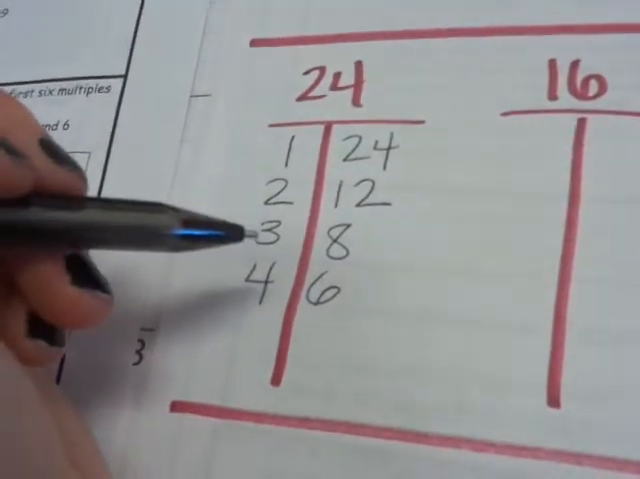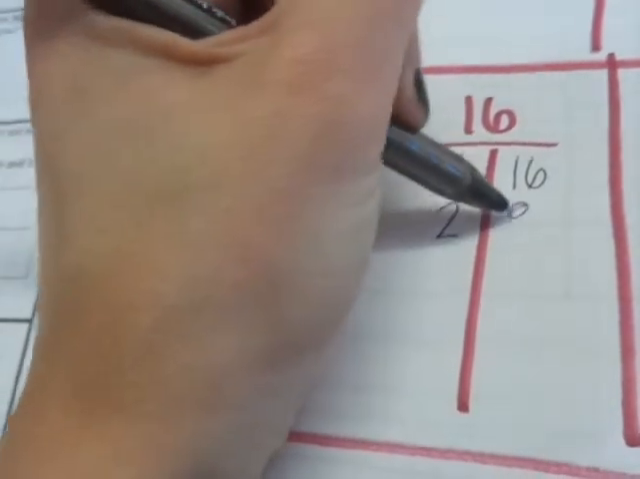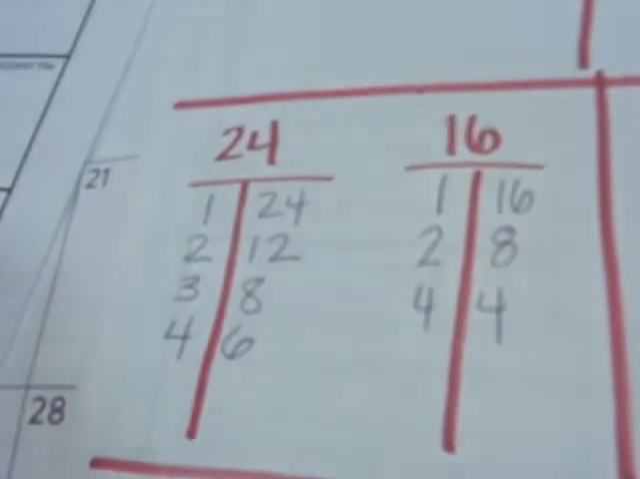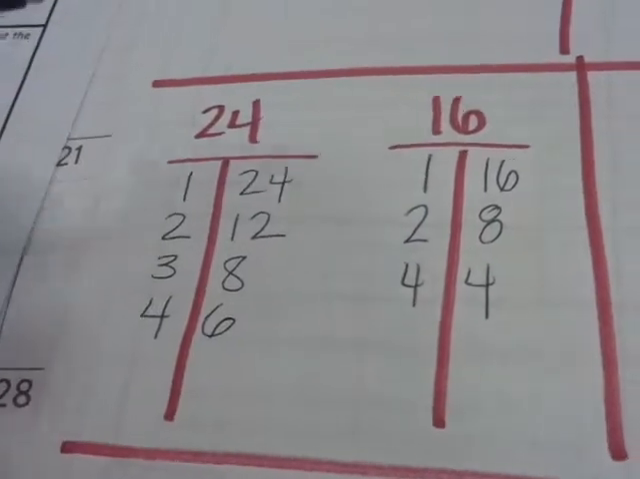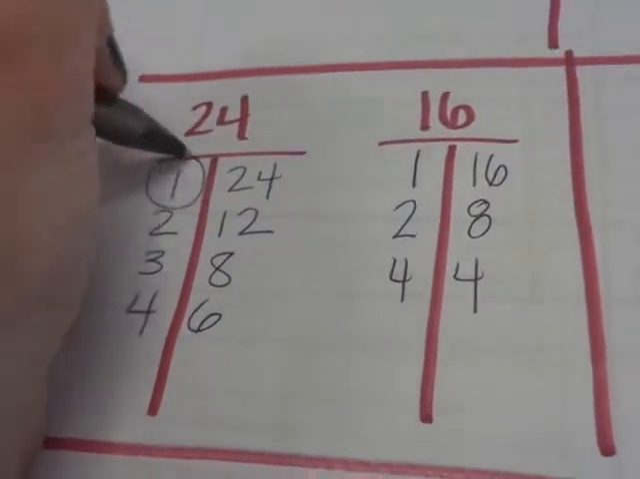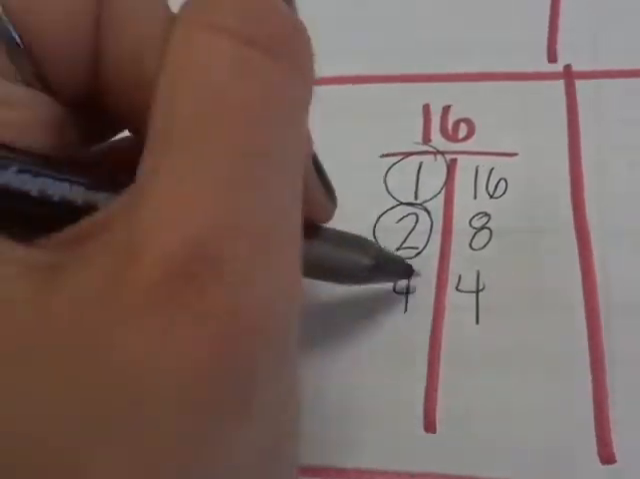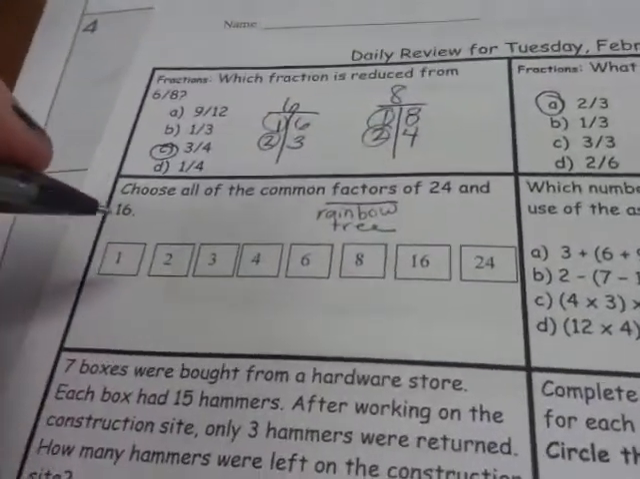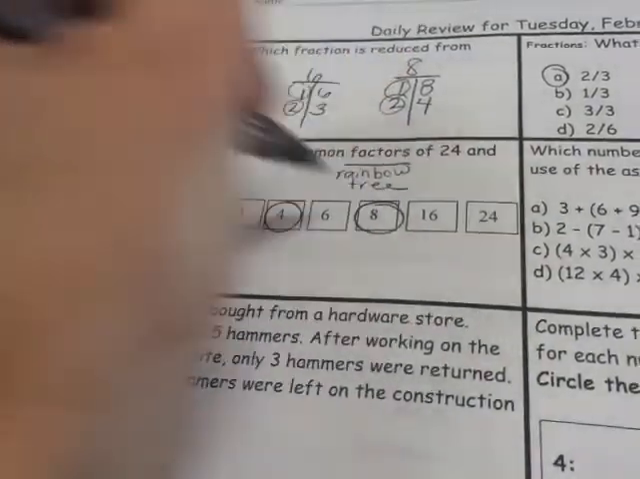Make sure you're listing them out. Now for 16, 1 and 16, it's even, so 2 times 8, nothing times 3, and then 4 doubled equals 16. So now we're going to circle the common factors. Common means something that they both have. They both have 1, they both have 2, they both have 4, and they both have 8.